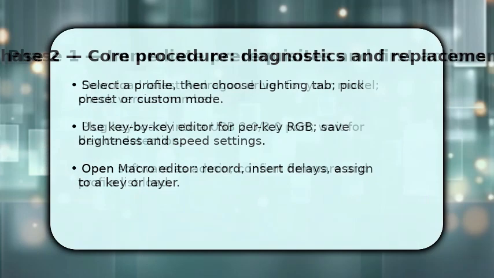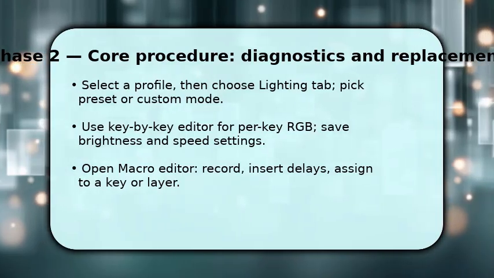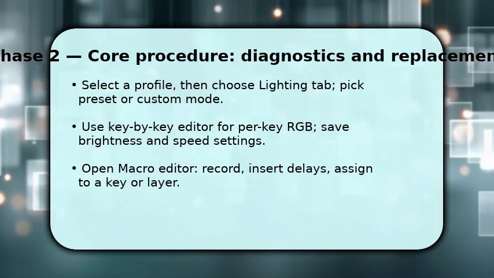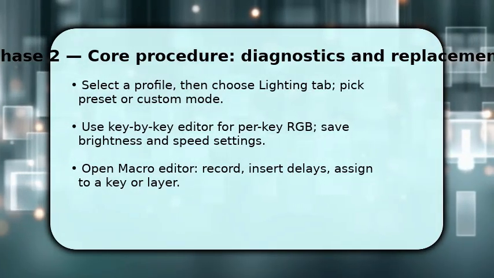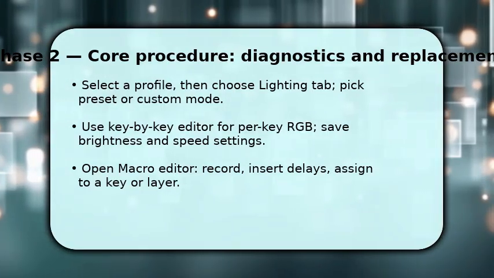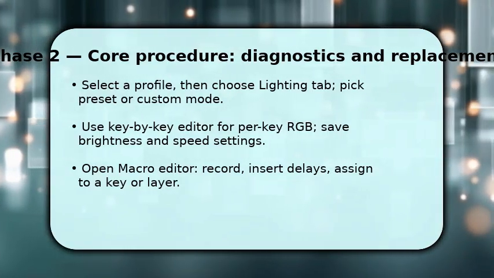You now configure lighting and macros to match your workflow in games. Start by selecting a profile, then go to lighting and choose a preset or custom pattern. You can edit per key colors for precise feedback. Once done, save brightness and effect speed so colors remain consistent.